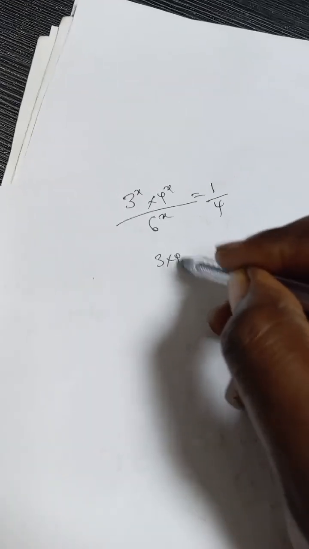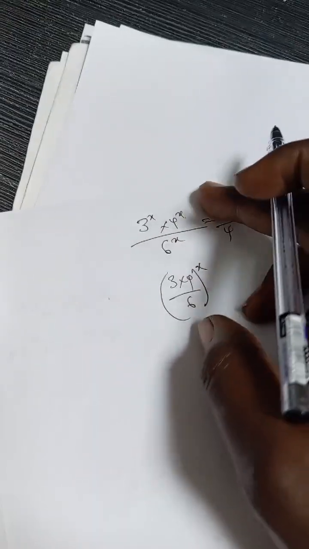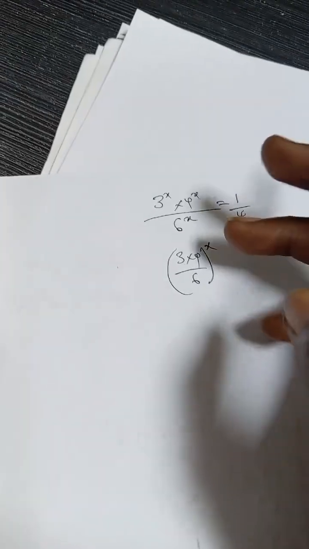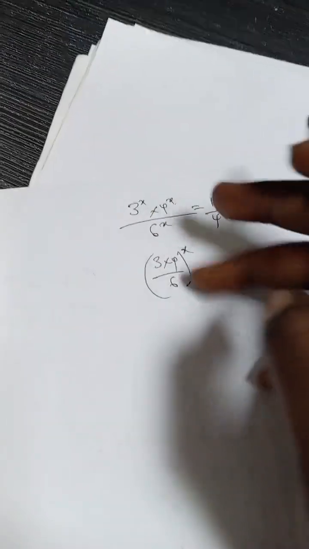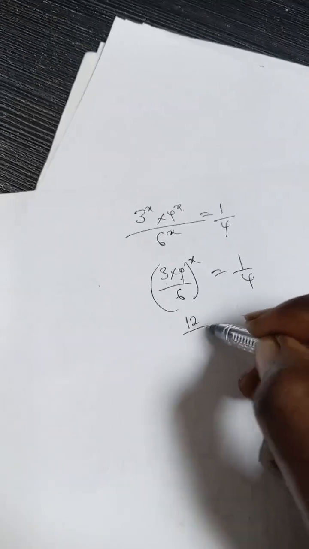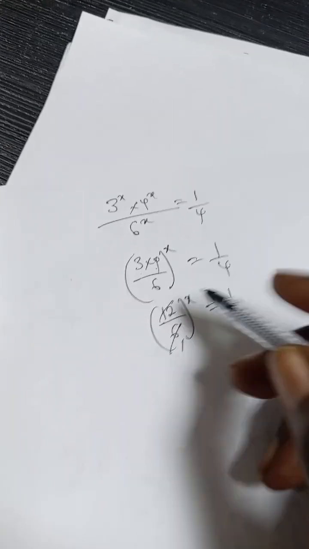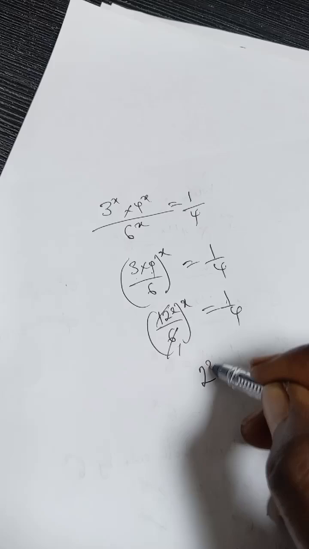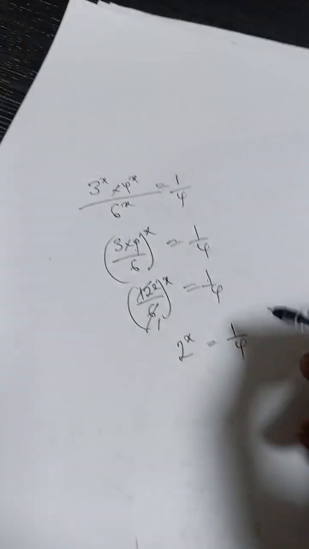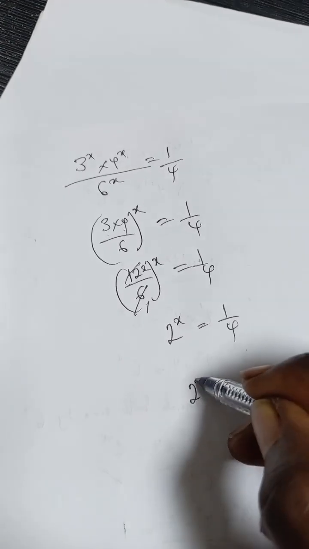Now, since the x is our focus, we want to make sure that all the x are the same. So we can now say 3 times 4 over 6, everything raised to power x. Since everything is raised to power x, we can remove the x, bracket it and raise it to the power x, equals 1 over 4. Now, 3 times 4 will give us 12 over 6 in bracket raised to power of x equals 1 over 4. 12 over 6 gives us 2. So 2 raised power x equals 1 over 4.